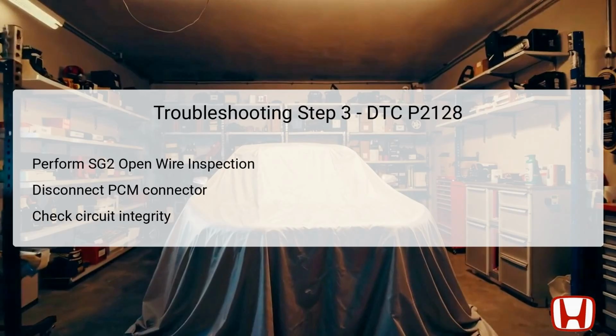The third step involves performing an SG2 open wire inspection, which is vital to ensuring circuit integrity. Before this inspection, it is necessary to ensure that the PCM connector is also disconnected alongside the APP sensor connector. After verifying that both connectors are disconnected, the technician should assess the wiring for any indications of damage or disconnection.